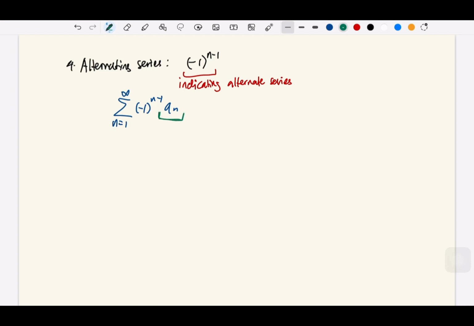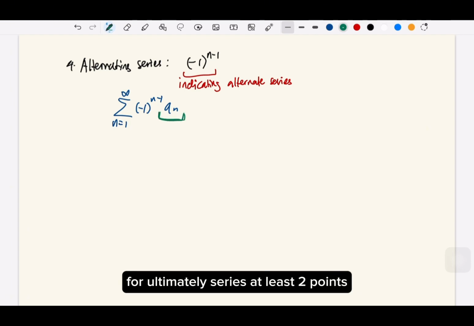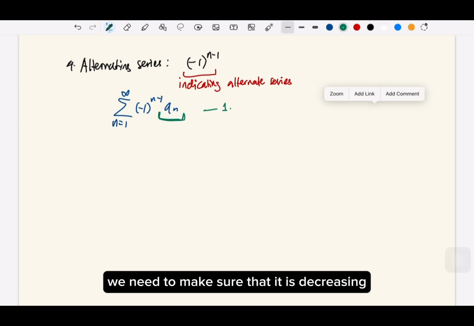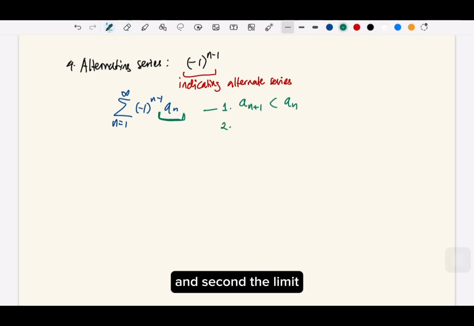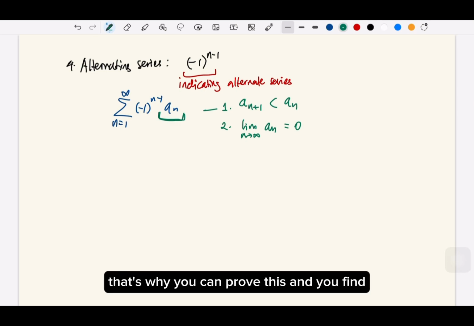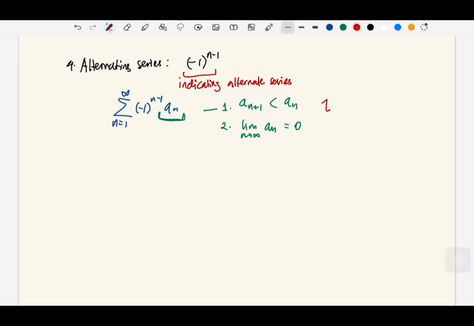For alternating series, at least 2 points. We need to make sure that it is decreasing, that aₙ₊₁ is less than or equal to aₙ, or just less than aₙ, and second, the limit of aₙ is equal to 0. As long as you can prove this, then you find it converges.